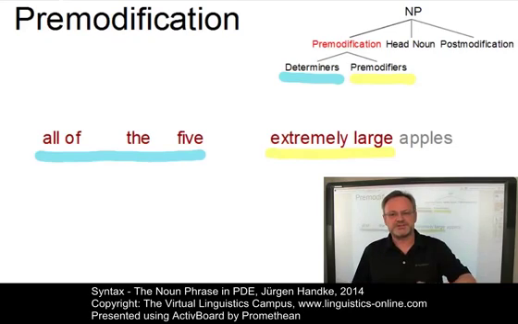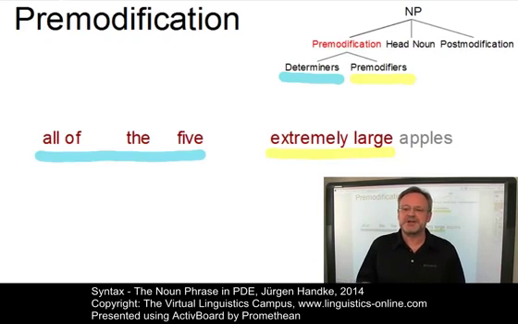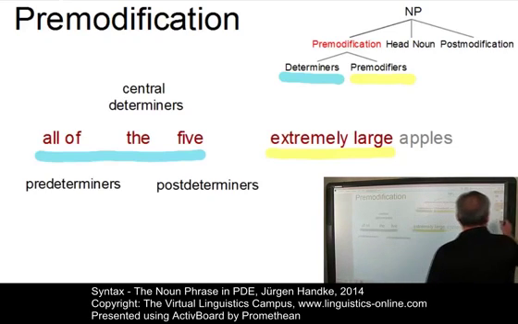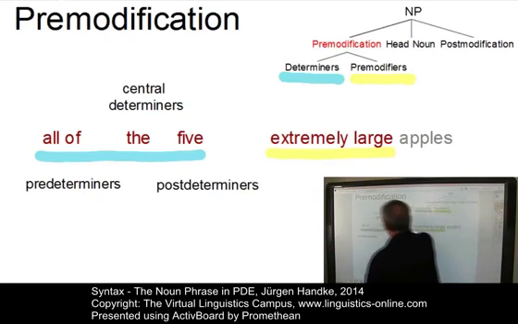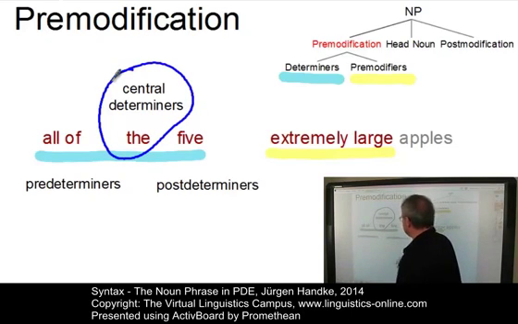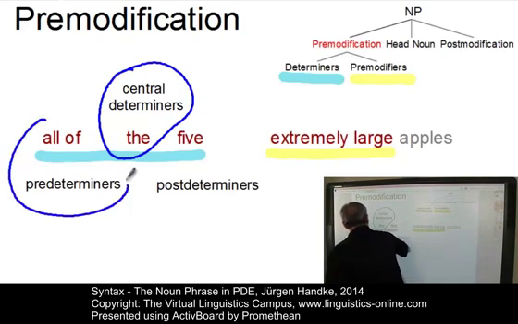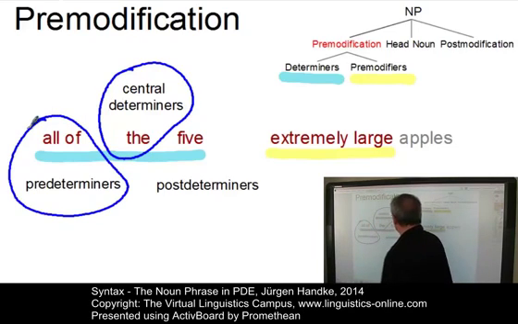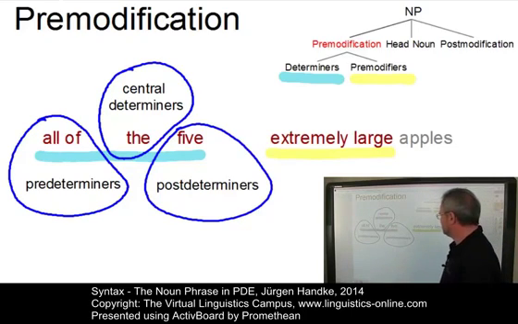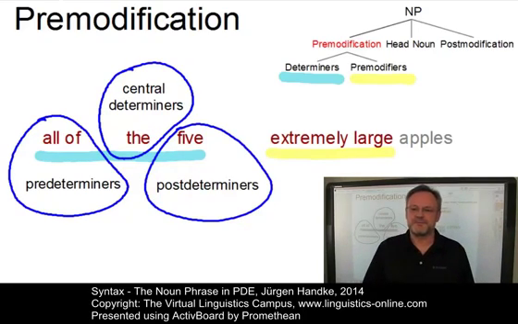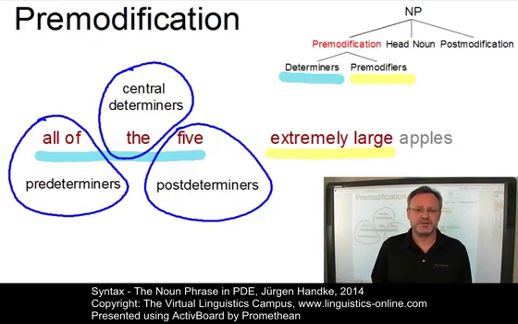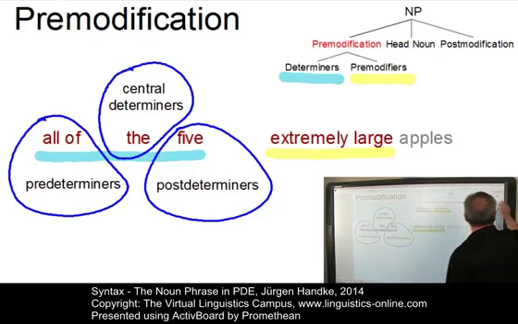In looking at the determiners, 3 classes of determiners are generally distinguished. Central determiners, such as the. Predeterminers, here the example all of, and post-determiners, in our case, the element 5. Let us look at these elements in detail, and let's start with the central determiners.